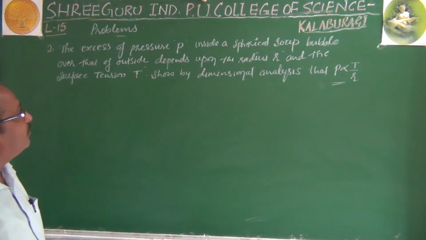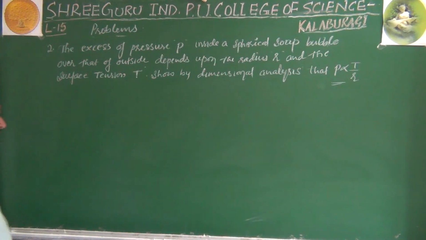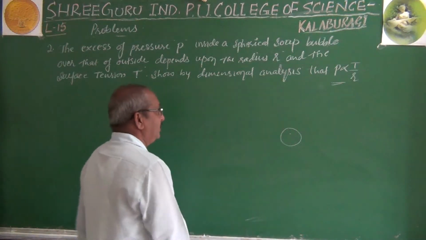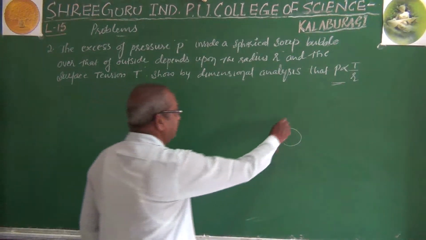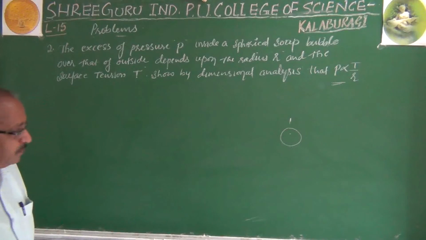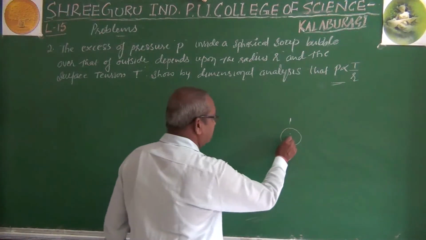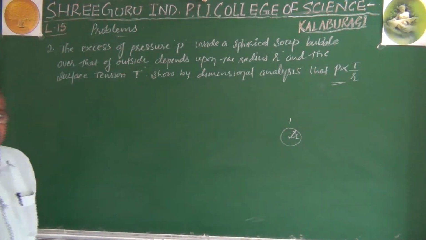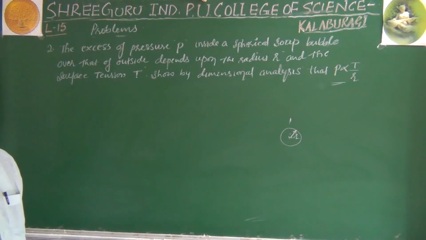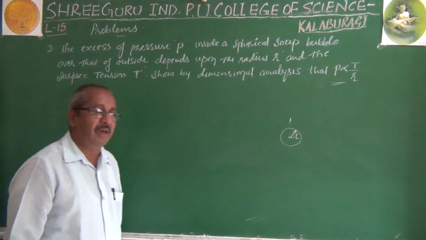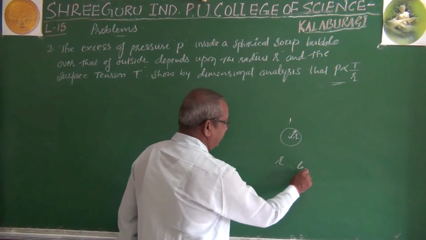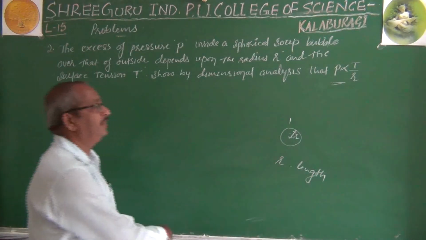So here is the excess of pressure P inside a spherical soap bubble. Here is the soap bubble. Inside it there is some pressure compared to the outside, and that pressure depends on the radius of the soap bubble. As you know, radius, diameter, distance traveled are the same as one of the fundamental quantities, that is length. Radius itself is a length.